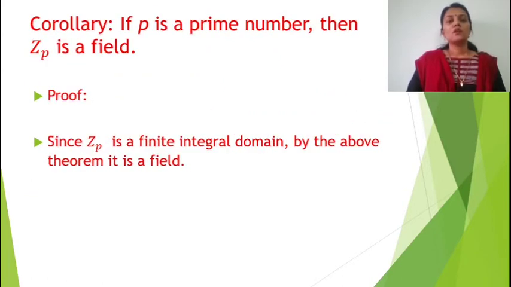Now the corollary. If P is a prime number, then ZP is a field. So we know that ZP is an integral domain and it is finite. ZP is a finite integral domain. So by the above theorem, it is a field.